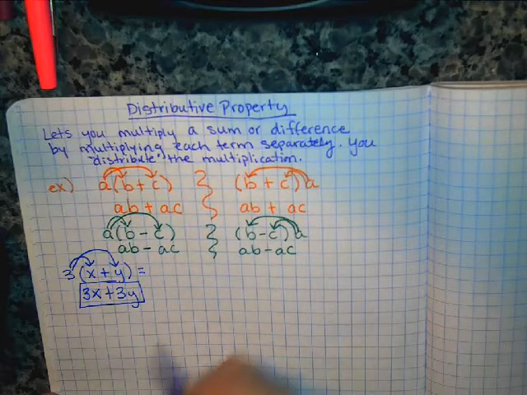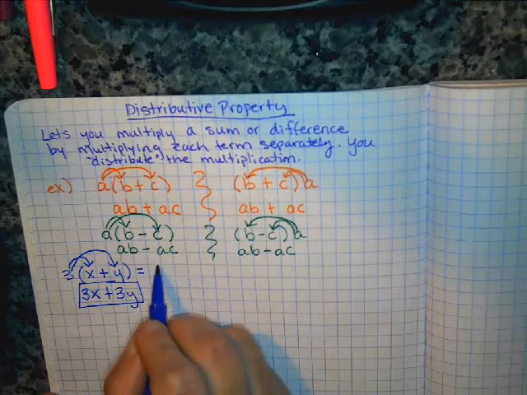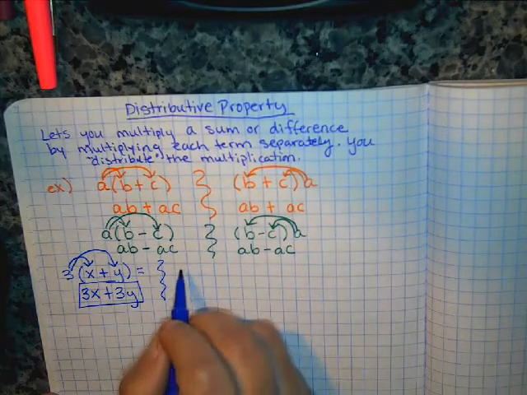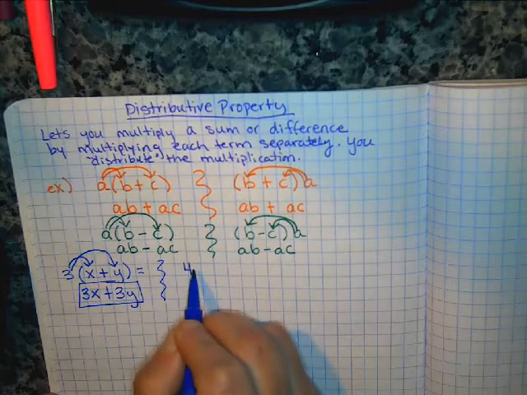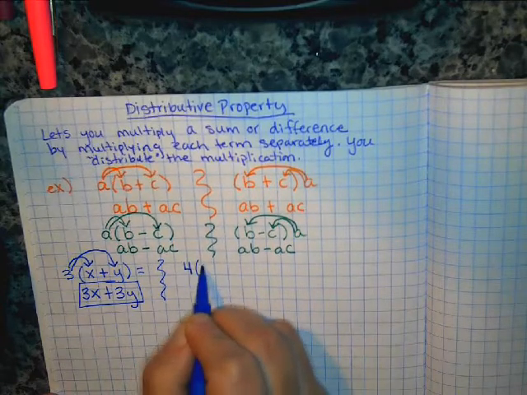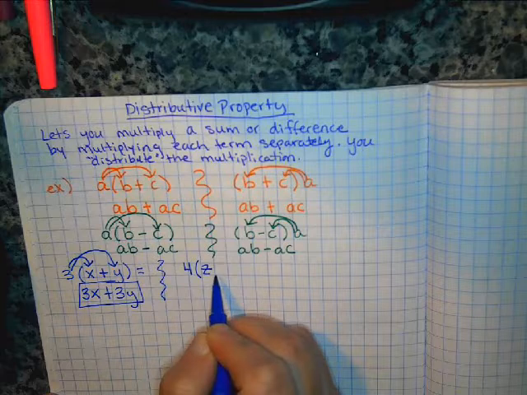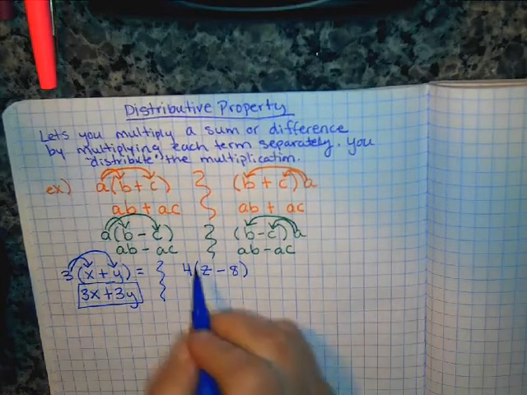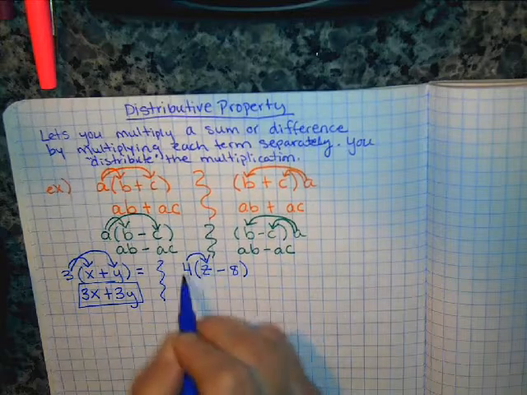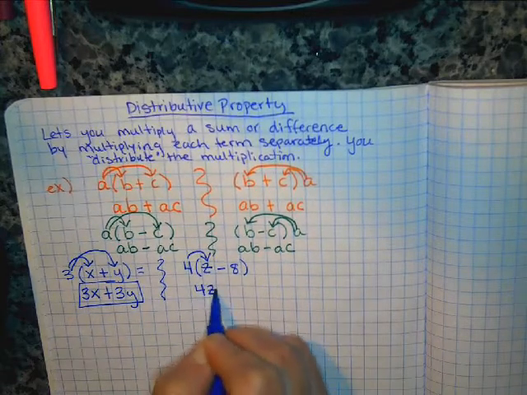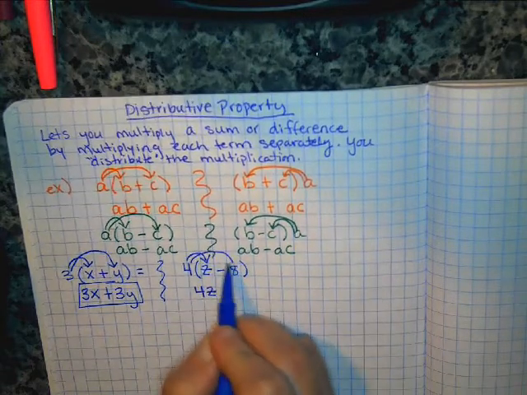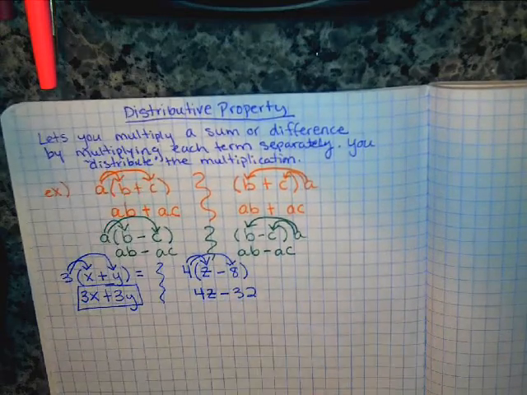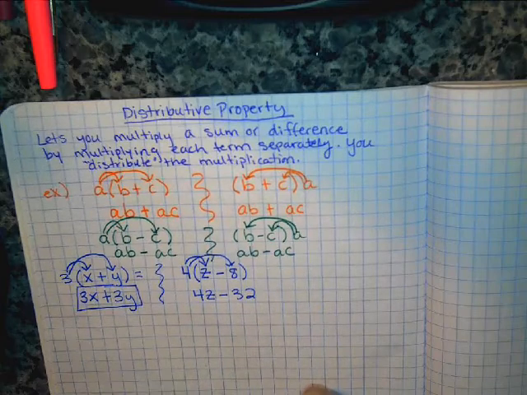Okay, let's try one more here. Our next example, 4 times z minus 8. Once again, you got to go 4 times z is 4z. 4 times 8 is 32, and we keep our sign the same. So 4z minus 32.